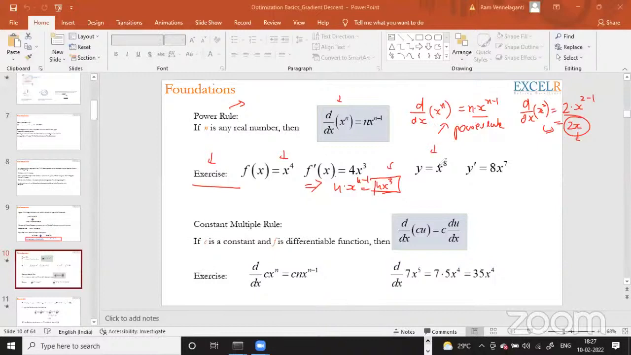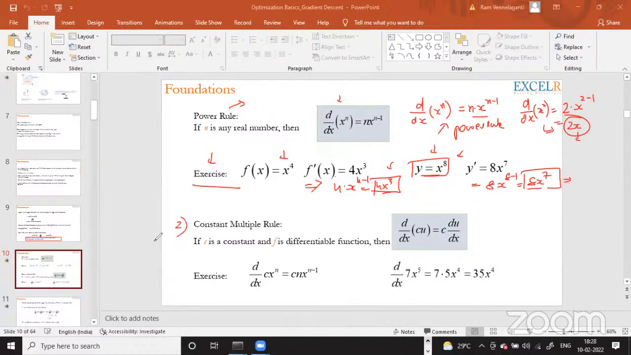Suppose if I give you another example, y is equal to x power 8. Then how can you write this? As 8 into x power 8 minus 1. I can write this as 8x power 7. So this is how I can use the concept of power rule, and I can find out the derivative of my equations, of my curves.